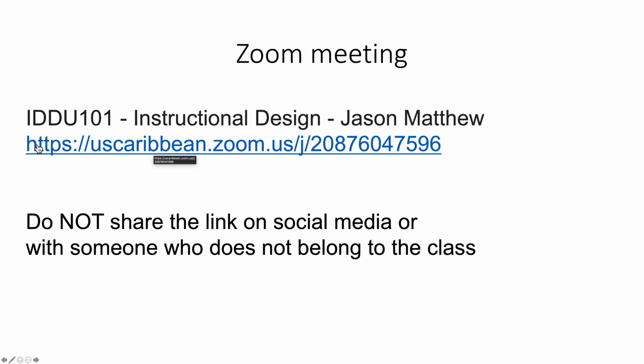Now, if you see the link blue and underlined like this, that means it's hyperlinked. As you can see, I'm seeing a little hand coming up there. That means I could click on this link and it will go straight into the Zoom meeting. If you don't see it hyperlinked, then all you have to do is copy and paste the link into your web browser, and it will go through the process of joining the meeting for you.